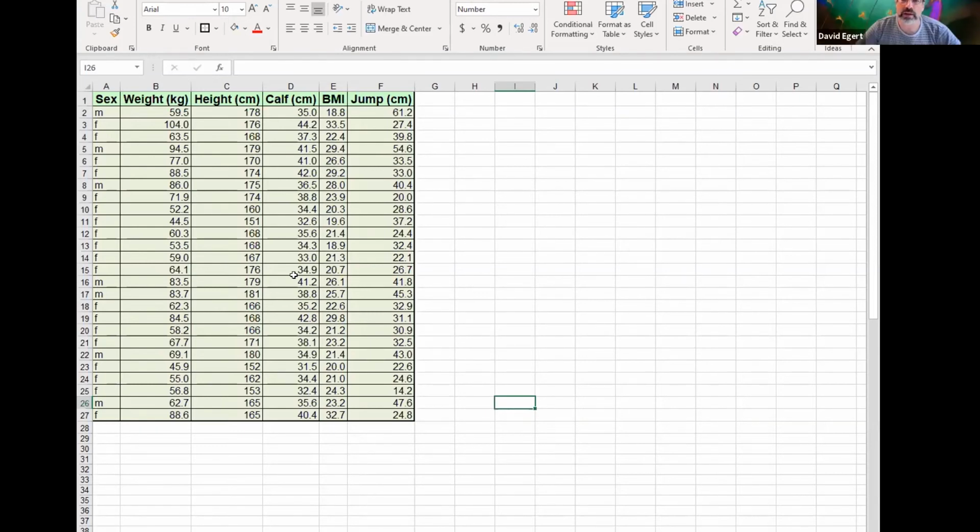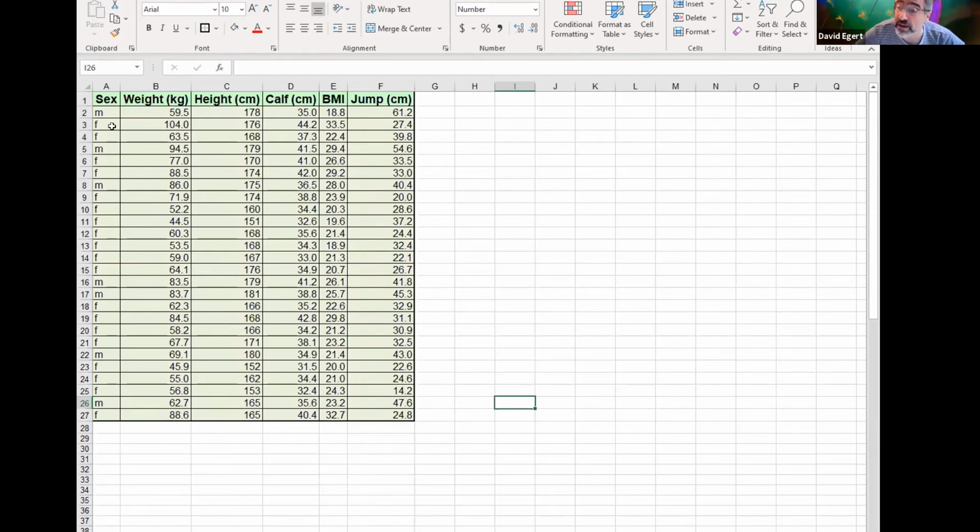So the bar graph is when you have different categories of things. Okay. So if I wanted to compare, like, men versus women, that would be a good reason to use a bar graph.